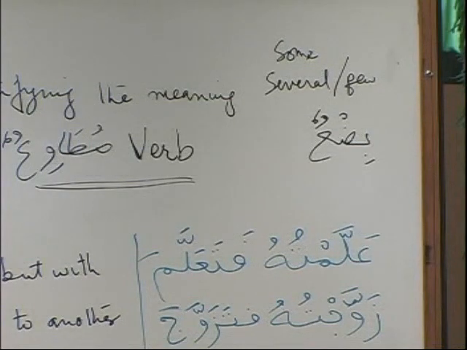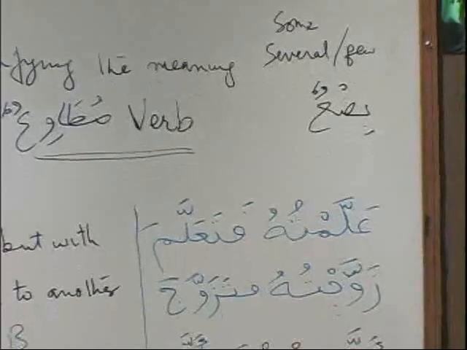Bid'atun is your fa'il. What is the meaning of the sentence? تخرج في المعهد العام المنصرم. The year gone by, last year or past year. More than 30 students graduated. Are you with me? You got the meaning? More than 30 students graduated.